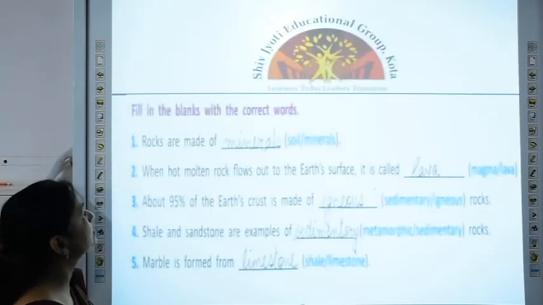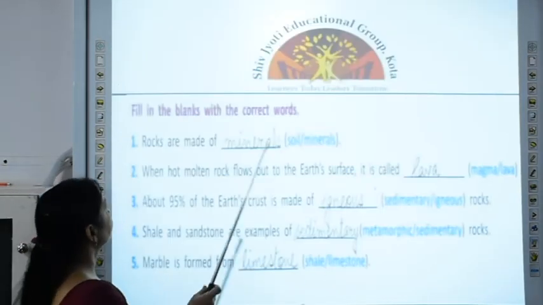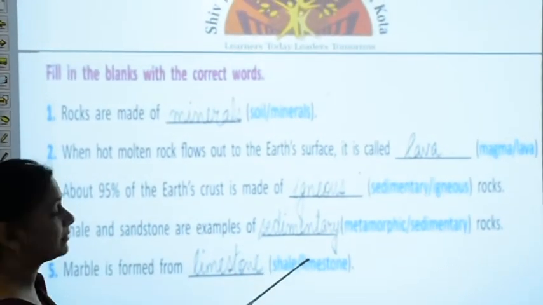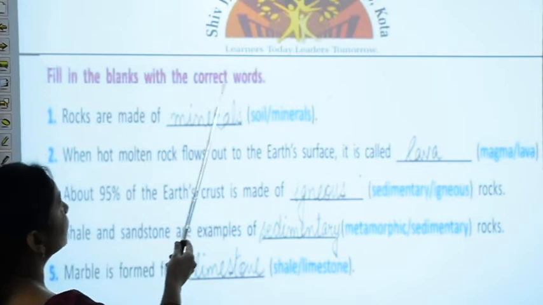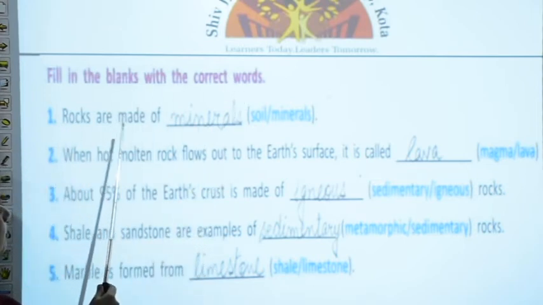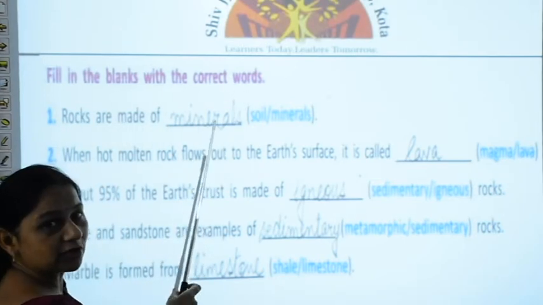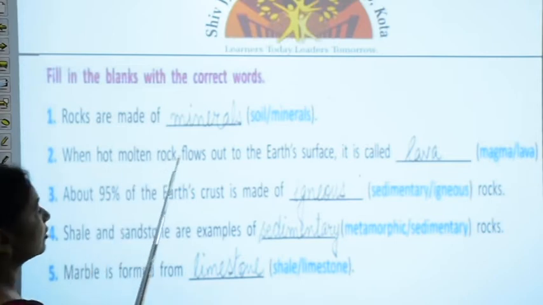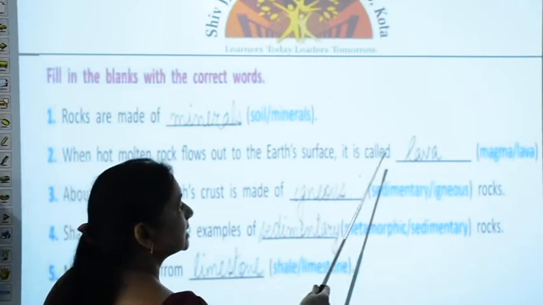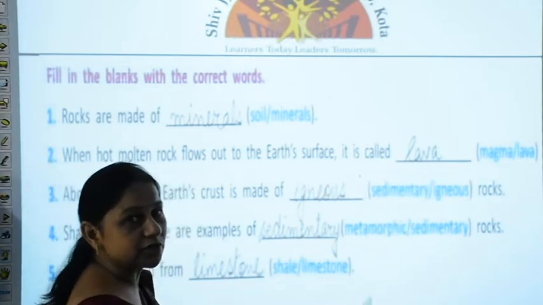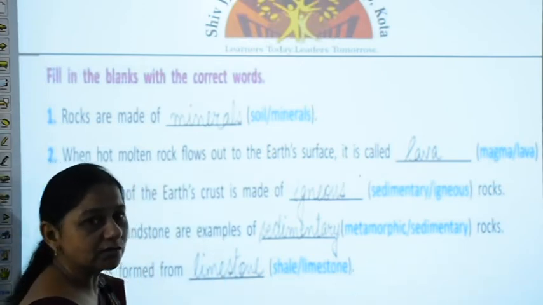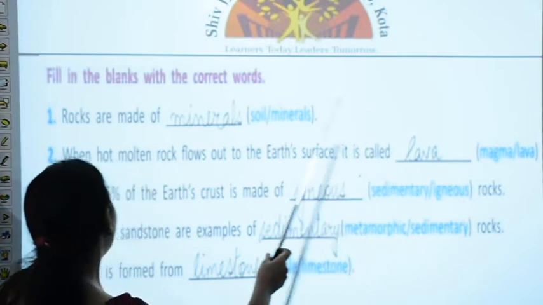So coming up to our bookwork. The first exercise that we have in between our chapter is fill in the blanks with the correct words. Rocks are made of minerals. What are rocks made up of? Rocks, they are all made up of minerals. Second one, when hot molten rock flows out to the earth's surface, it is called lava, because when it is inside the earth, we call it magma, and when it flows out on the earth's surface, it is called lava.